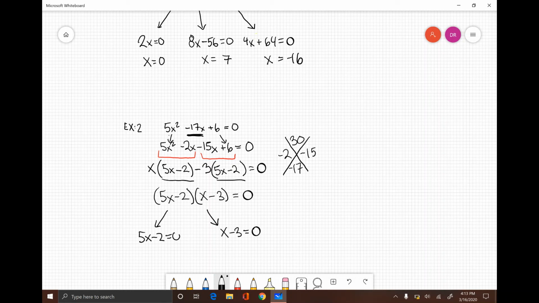And from here, you can now solve for the x values. In this case, x is equal to 3 and x is equal to 2 over 5.